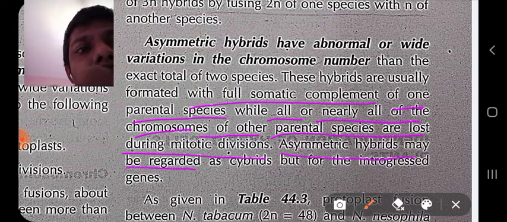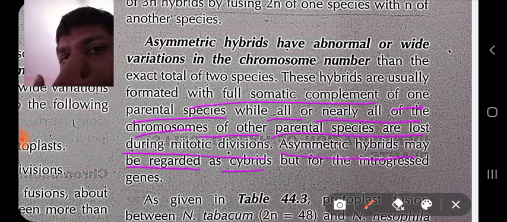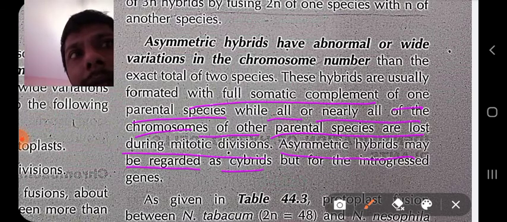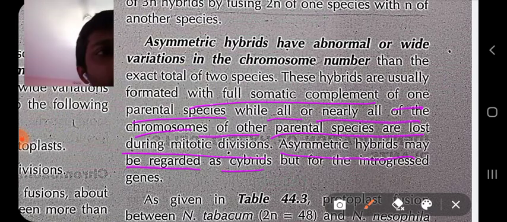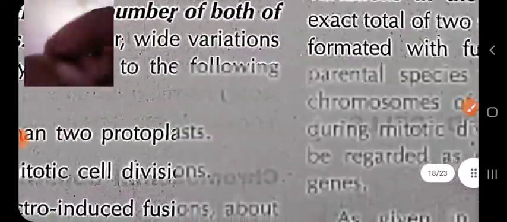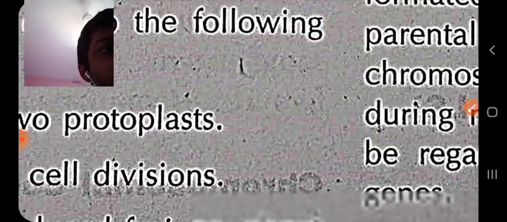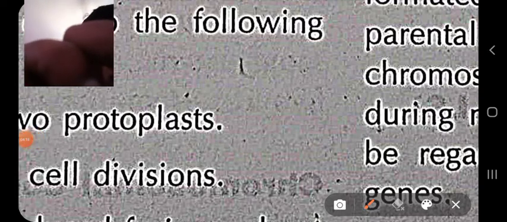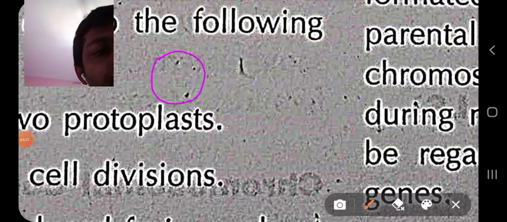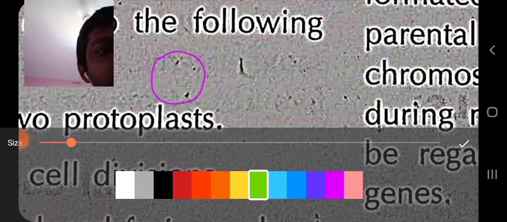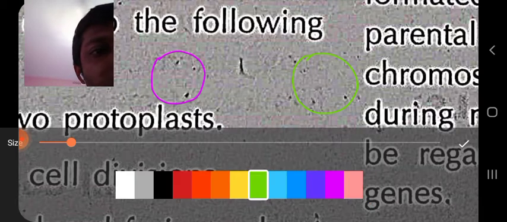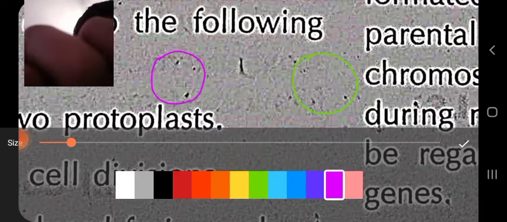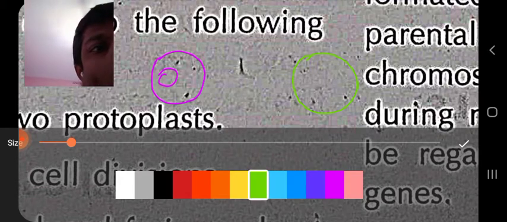Asymmetric hybrids may be regarded as hybrid. Why are they said to be a hybrid? Just after this I will talk to you about the hybrids. In hybrids, what happened? If I zoom to get the diagram, so in hybrids, what happened? We get the protoplast from species A and we get the protoplast from species B in green. Suppose I have to get the pink nucleus from species A and from species B.